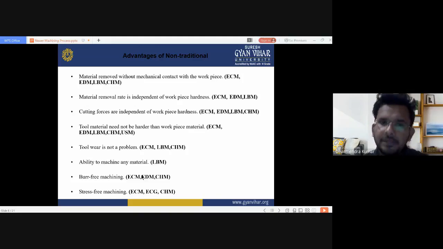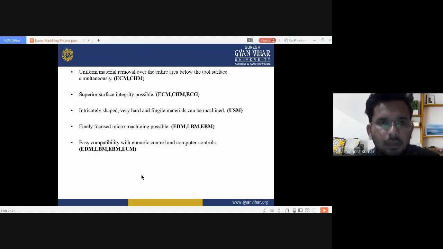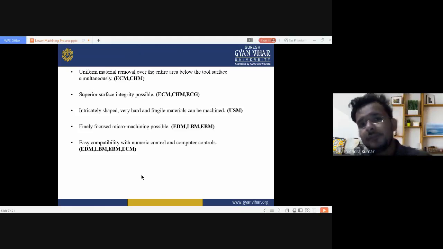Stress free machining is particularly found in ECM, ECG, where ECG means electrochemical grinding, and EHM. These are some other advantages of non-conventional machining, like uniform metal removal rate, because the force covers the entire area of the workpiece. Superior surface integrity is possible. Finally, focused micro machining is possible, and it is easily compatible with numeric control and computer control.